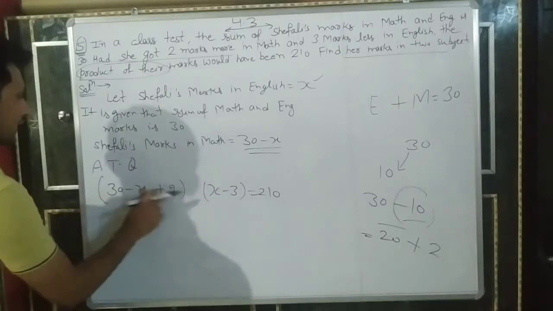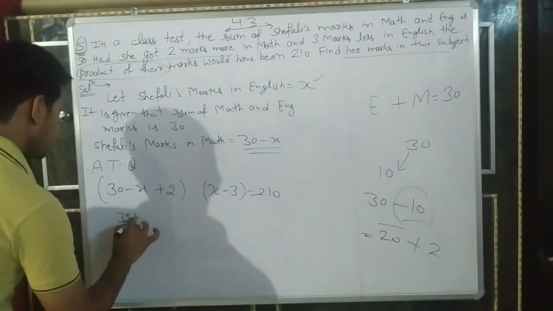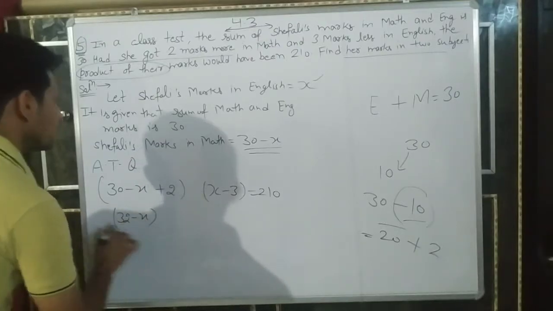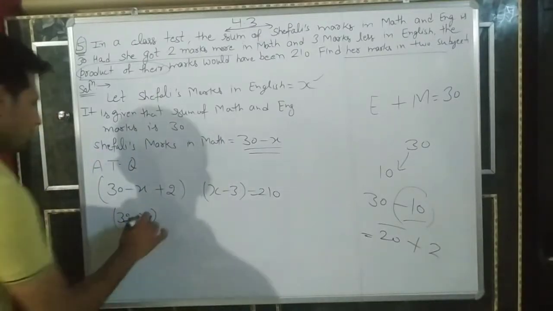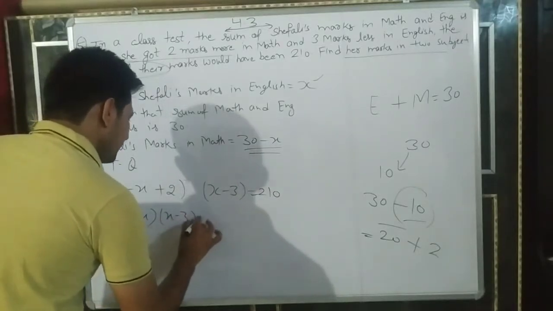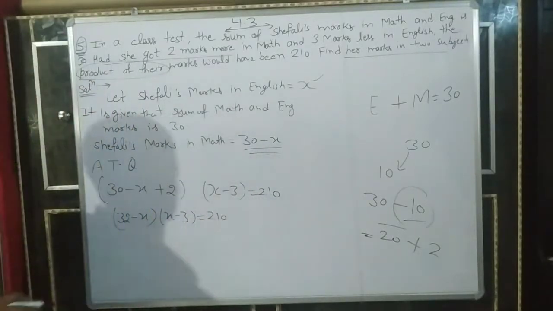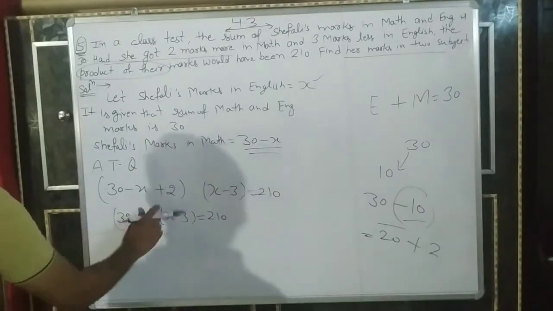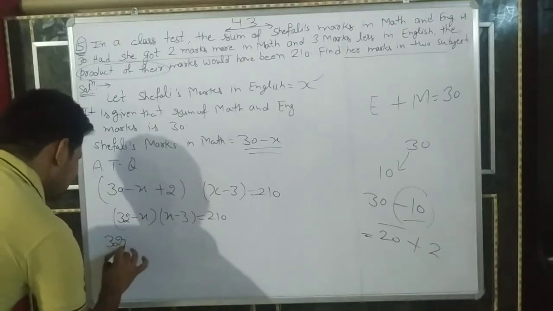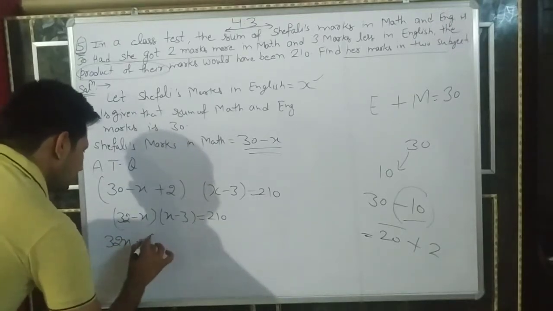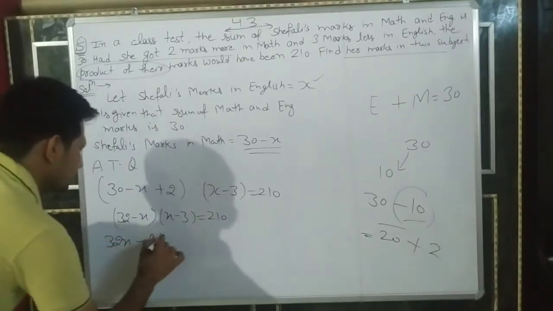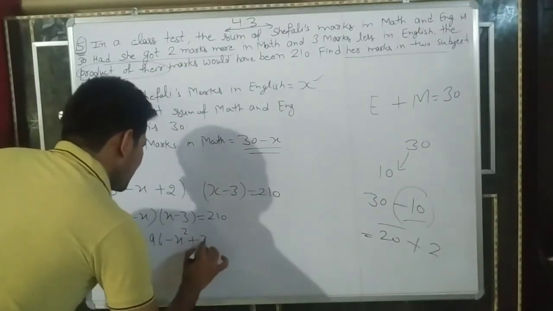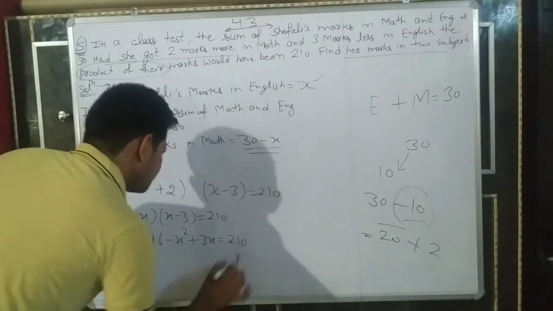So we will write 30 plus 2, 32 minus X, got it dear? Now we will write into X minus 3 equal to 210. So what we will do? Binomial into binomial, we will multiply it. 32 into x, 32x. 32 into minus 3, minus 96. Negative into positive, negative x square. Negative negative, positive, plus 3x, equal to 210.